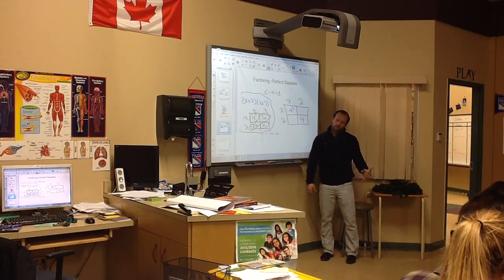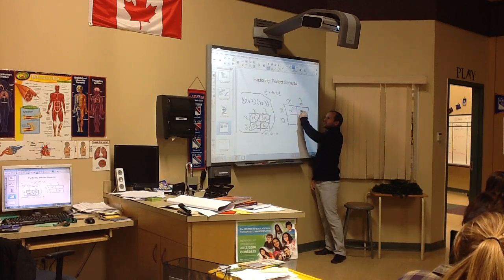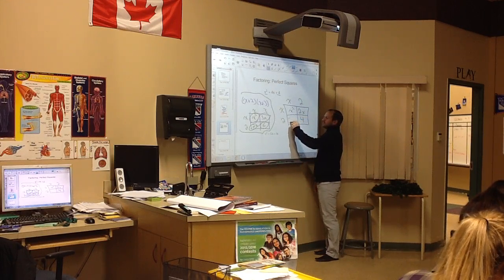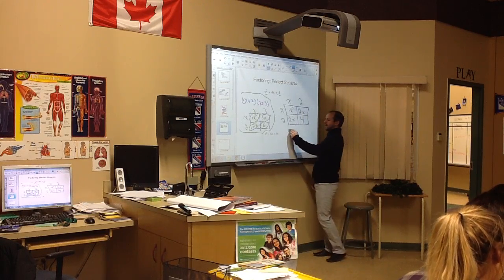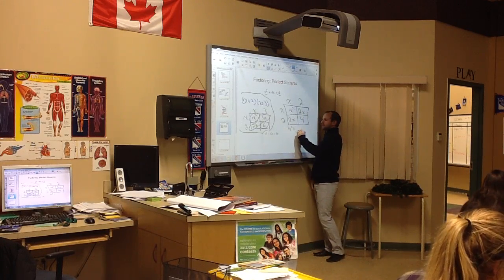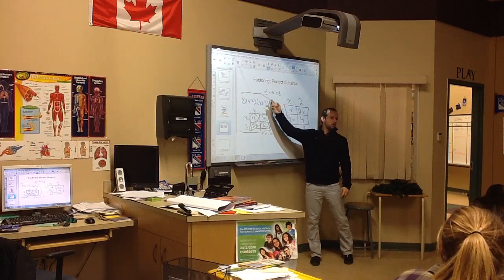Well, good. 2 times x times 2 is equal to 2x. 2 times x is equal to 2x. If I combine everything in here, what term do I get? X squared plus 4x plus 4. Is that what I started with?